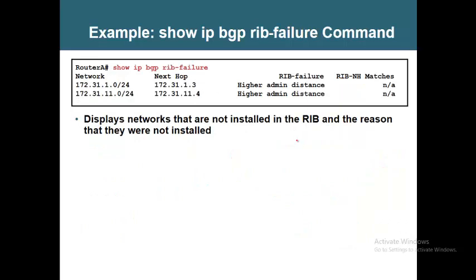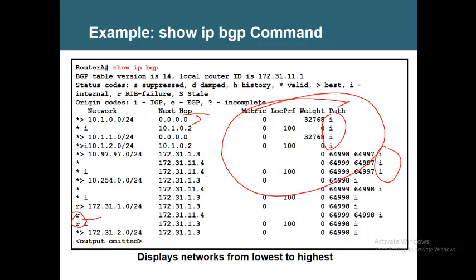Okay, RIB failure, you see, R. RIB means routing information base. Routing information base failure. In other words, the routing table is rejecting BGP's update. That's the meaning of RIB failure. I repeat again.